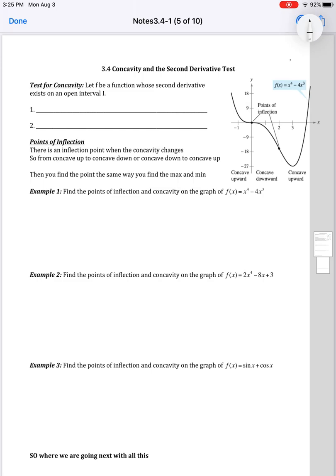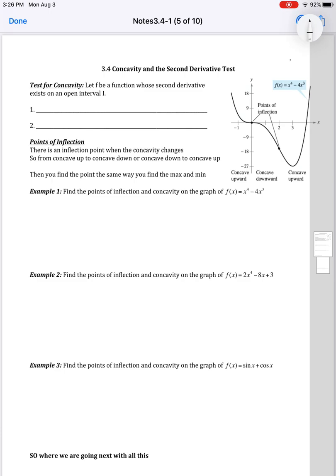All right, so the previous section talked about first derivatives in regards to max, min, increasing, and decreasing. What this last section, the last part of graphing, is going to focus on is something called concavity and points of inflection. So concavity is the curvature, basically, of the graph.